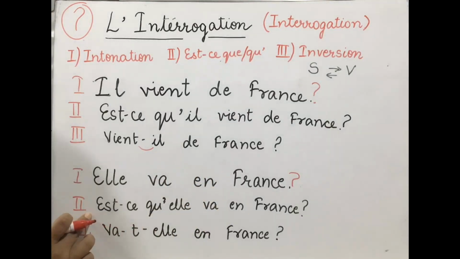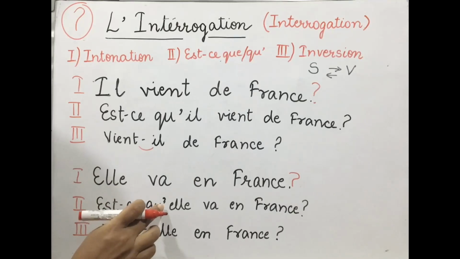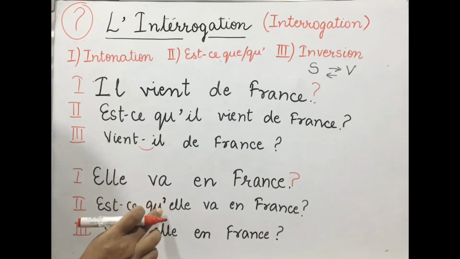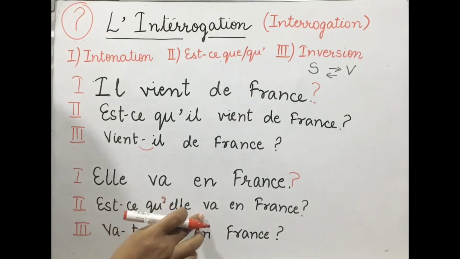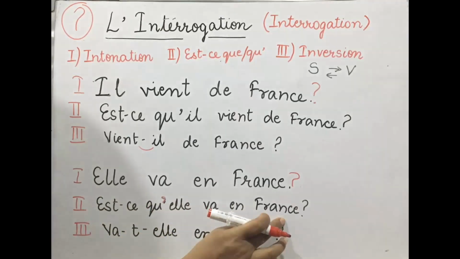Okay, and in the second one, you have to add est-ce que, and again this is starting with a vowel, so we add qu'. Okay, this E is removed and this apostrophe is added here. So this becomes Est-ce qu'elle va en France?